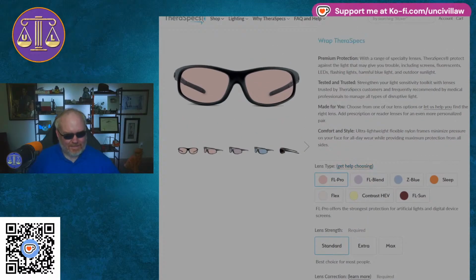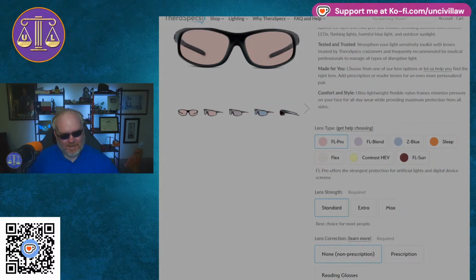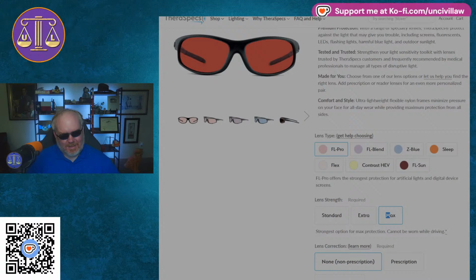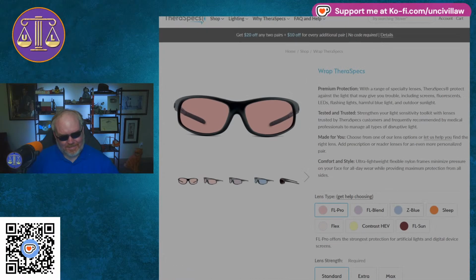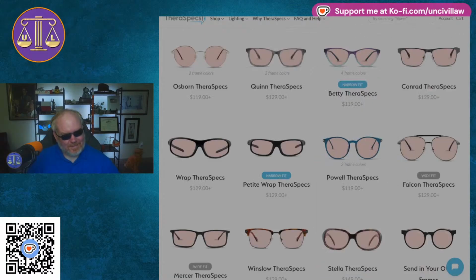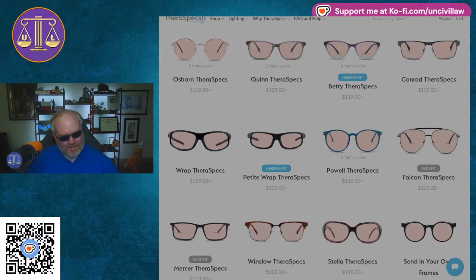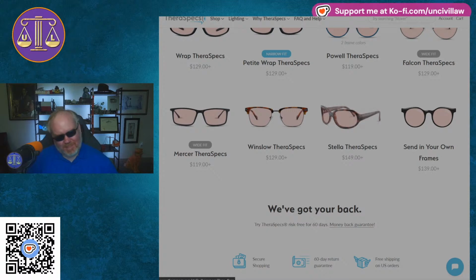Rose color? Yeah, apparently. Lens strength, standard, extra, or max? Probably standard, right? Max feels like a lot. Extra? I don't know. Standard? I don't know. Ask the ladies. $129? Maybe that's the answer to my needs. The wraps are probably for me. 60-day return. That's not bad.